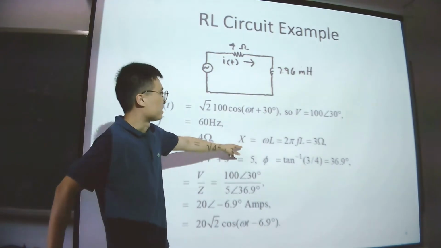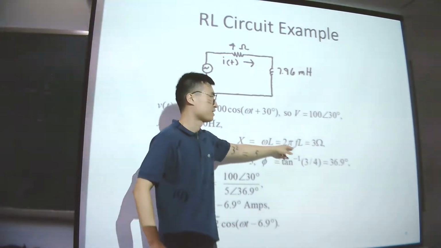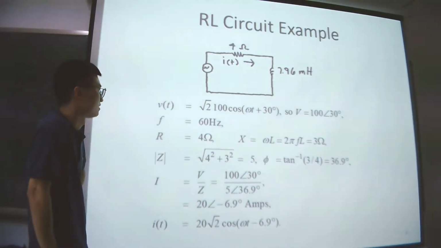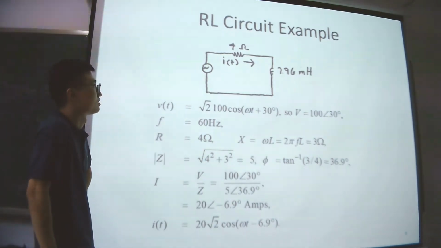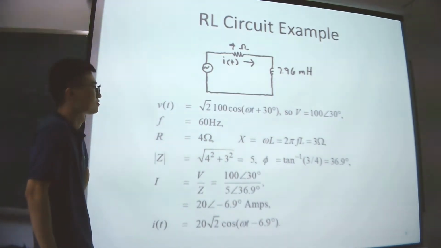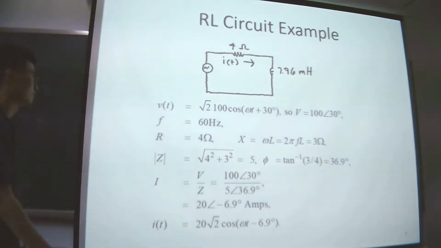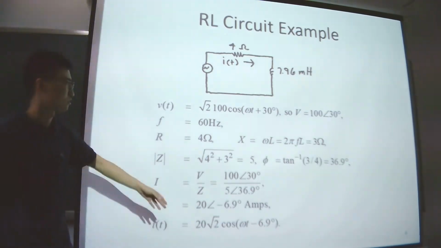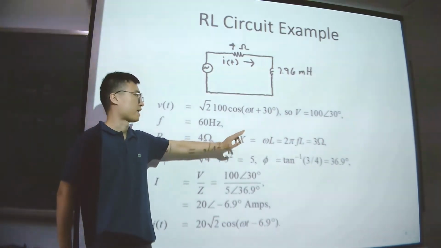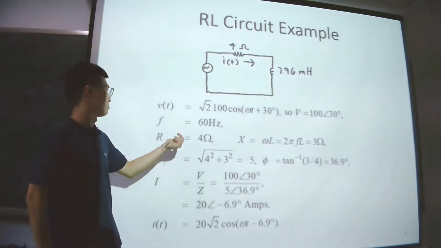The reactance, you can just do omega equal to 2 pi f. Omega equal 2 pi frequency. 2 times 3.14 times 60 times 7.96 times 10 to the minus 3. Yeah, you can just get the reactance is 3.